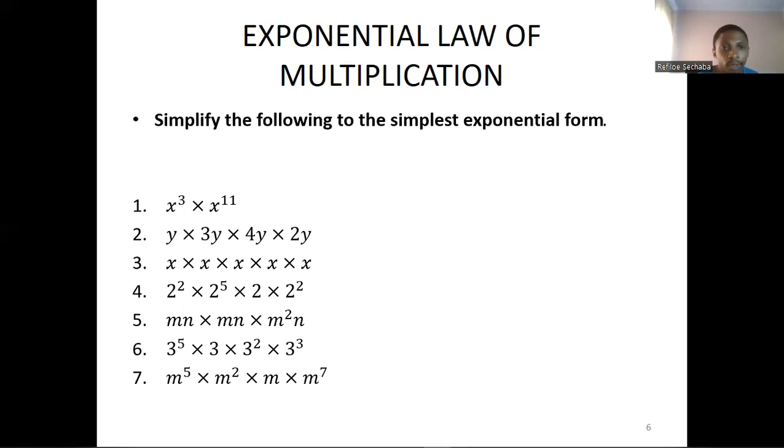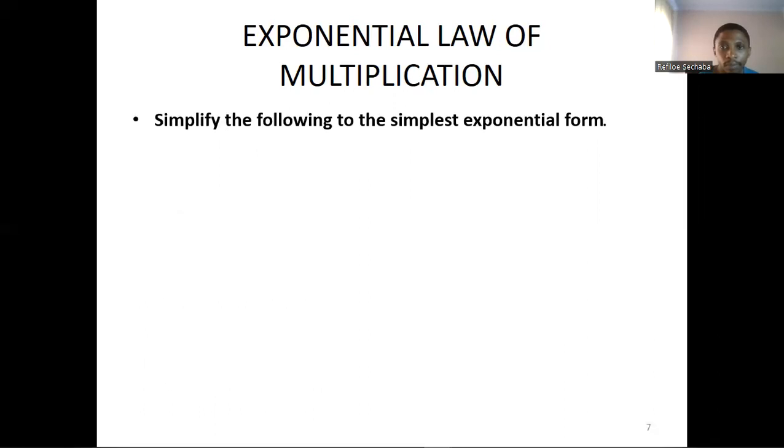Try number 1. What do you think the answer will be? We have x to the exponent of 3 times x to the exponent of 11. What will be the answer in that scenario when you simplify that? The law of multiplication simply says that when you multiply the same bases, you keep the base, and you add the exponents. So we will add 3 plus 11. What is 3 plus 11? It is indeed 14. All right, let's go to number 2.